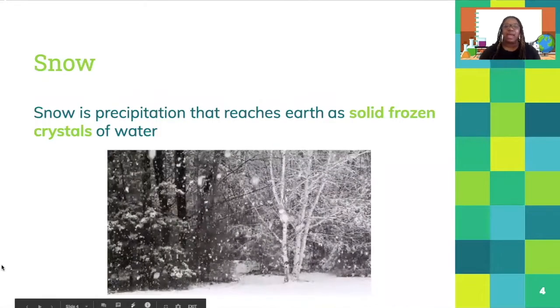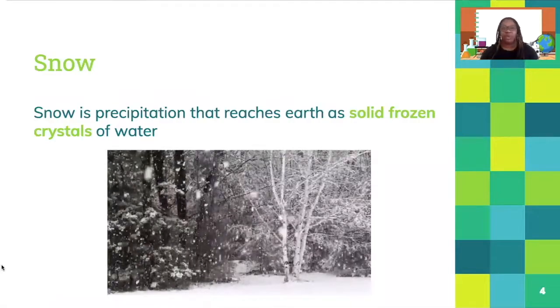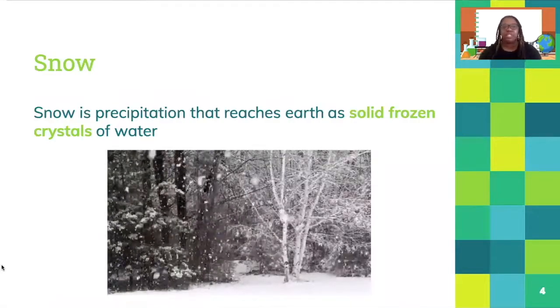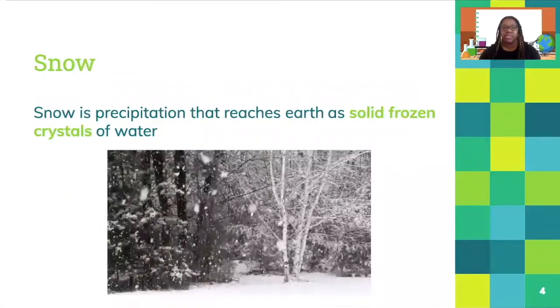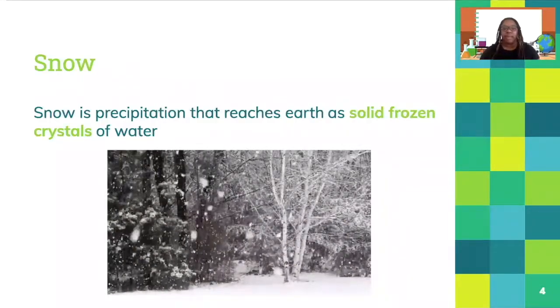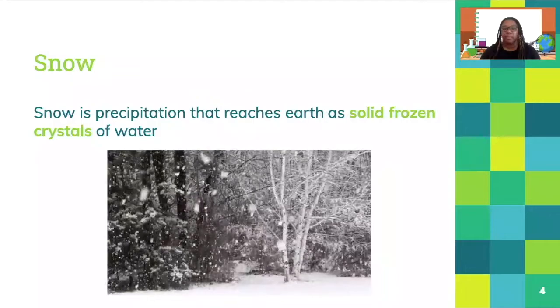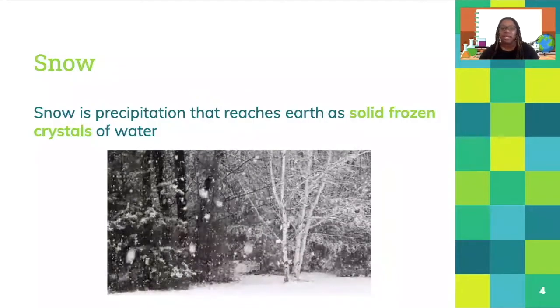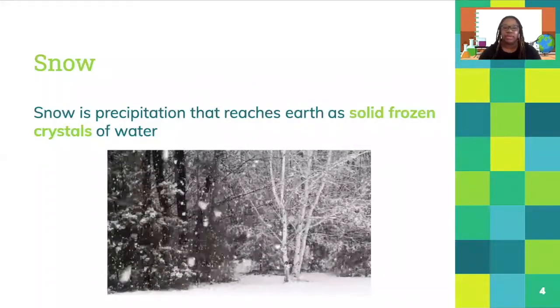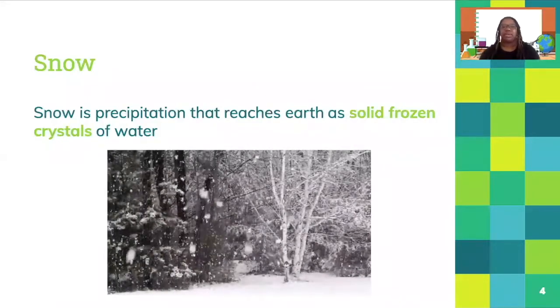All right, then we have a favorite, which is snow. Snow is precipitation that reaches Earth as solid frozen crystals of water. So we can see in this picture that it's snowing pretty heavily at this point, not to the point where you can't really see what's going on around you. There's still some visibility, but you can definitely see that it's snowing.